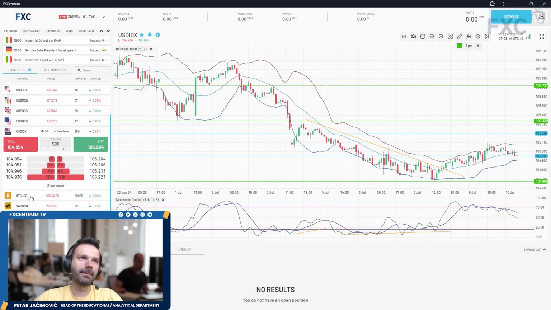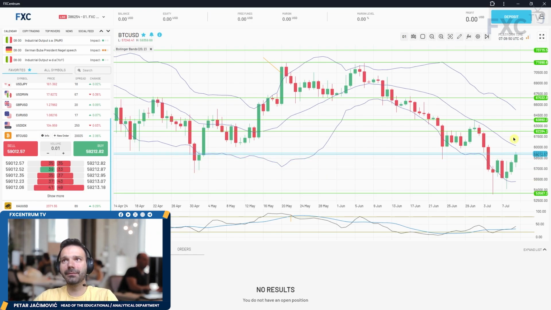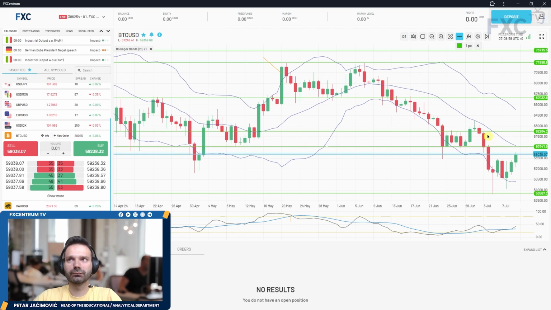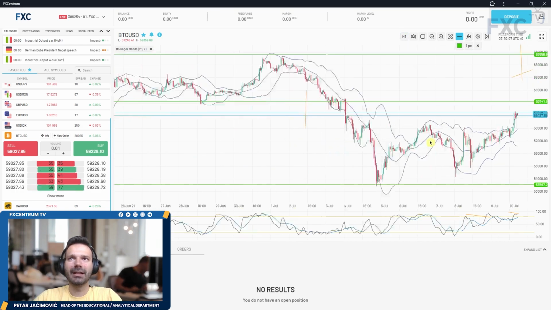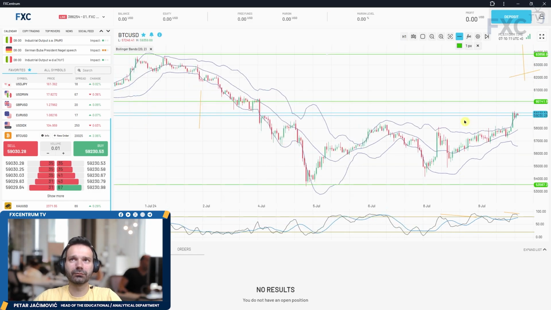On the Bitcoin, we can see that market is in a pullback or rally environment. We have a mid Bollinger Band at 60,140. And then we have a swing high on the daily at 63,800 mark. Let's take a look at the hourly time frame. So hourly now, buyers are in control.